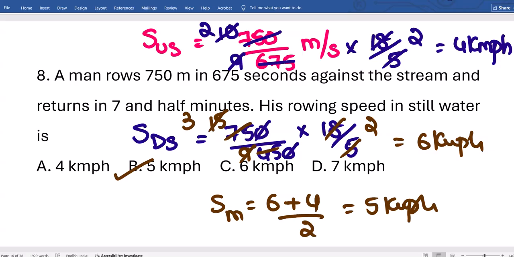So a man rowed 750 meters in 675 seconds. Then 750 meters in, what is that, 450? How did we get 450? 7.5 minutes: 7 minutes, 7 into 60, then half minute, 30 seconds. 420 plus 30, 450 you got because of that. Denominator 450, 7.5 minutes later.